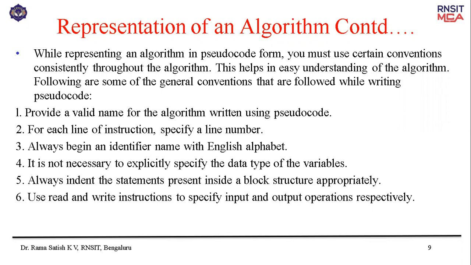The first point, provide a valid name for the algorithm. So the algorithm, written using pseudocode, will have a name. The entire algorithm is representing some solution. For that entire solution, you will have a name. It's just like an entire program, you'll have a name for the program. Just like that, a name for the solution, a name for the pseudocode, a name for the algorithm is required and it should be valid. That's the first thing.